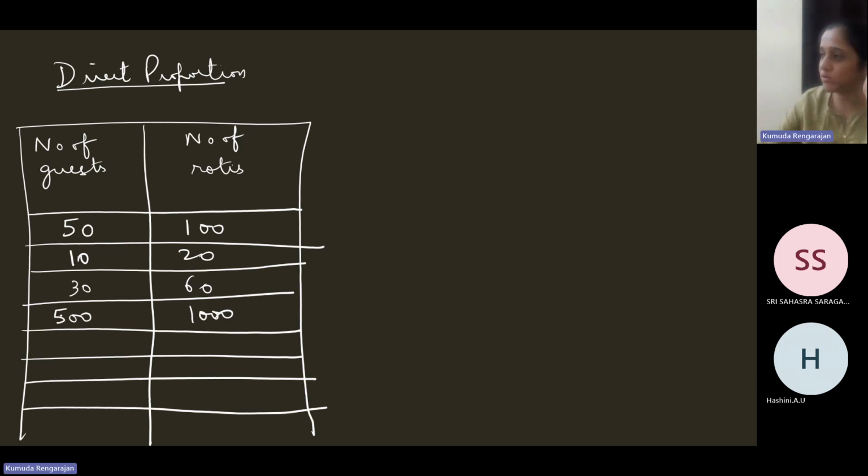Number of guests, number of rotis. You want to give 2 rotis per guest. So if you invite 50 of them, you need to have 100 rotis. 10 of them, then 20 rotis. Less guests, less rotis. More guests, more rotis. Direct proportion. So what you will see here is, this is the x quantity, this is the y quantity. Anything can be x and y, that's okay. But the first one I'm calling x, second one y.